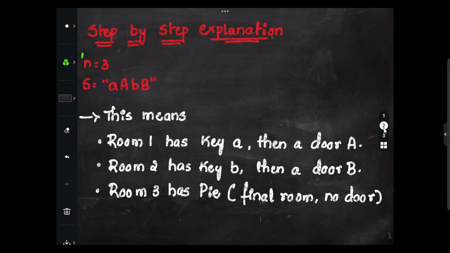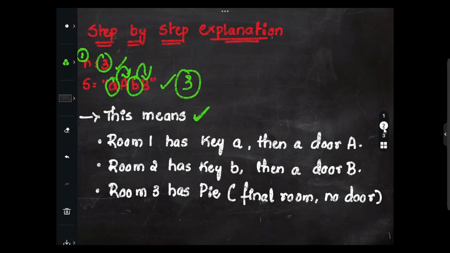First, we are considering the same example, the first example that they've given in the question. So here we have n equals 3, and within the strings we have a and bb. So what this basically means is, room 1 has the key a, then a door A. Room 2 has the key b, and then a door B, right? So room 3 has the pie here. Room 3 is having the pie, basically this one. N equals 3 they have given. So room 3 has the pie, the final room, and there is no door at all.